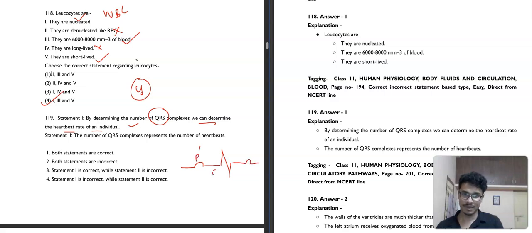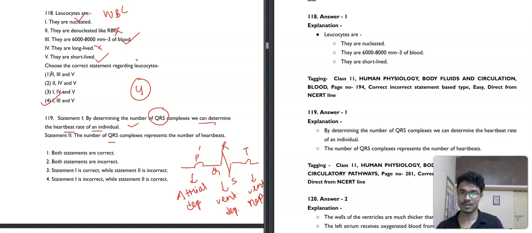P wave, this is QRS complex, and this is T wave. It is atrial depolarization, then it is ventricular depolarization, and it is ventricular repolarization.